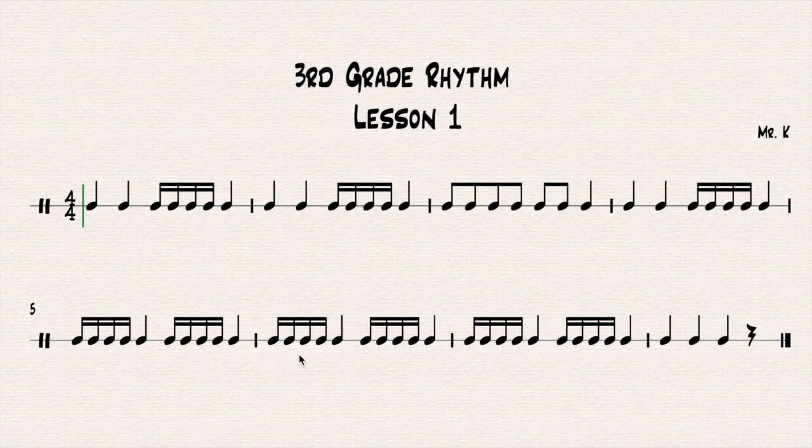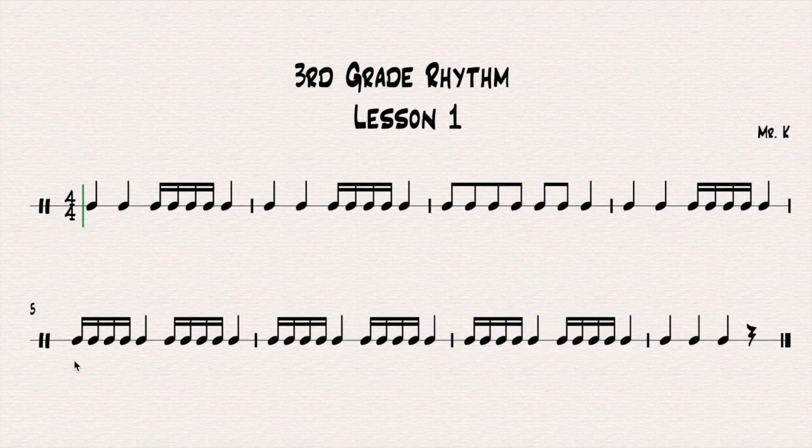Now, I think we can add the second measure. We pretty much already did the second measure, right? We did the first measure twice. So let's try. Ready? Count. 1E and a 2, 3E and a 4. 1E and a 2, 3E and a 4. Next step, add one more.